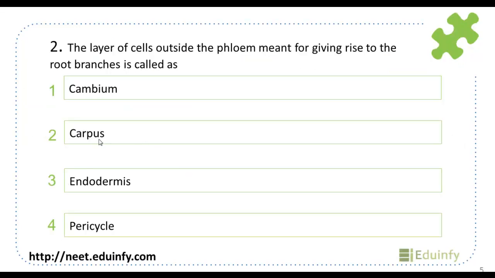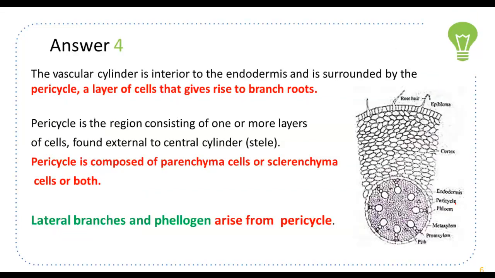Next question. The layer of cells outside the phloem meant for giving rise to root branches is called as cambium, carpus, endodermis, pericycle. Here the root branches arise from pericycle. There is a diagram; you can see a pericycle over here, and this pericycle gives rise to root branch. This pericycle is composed of parenchyma or sclerenchyma cells, or even both. Lateral branches and phellogen arise from this pericycle.